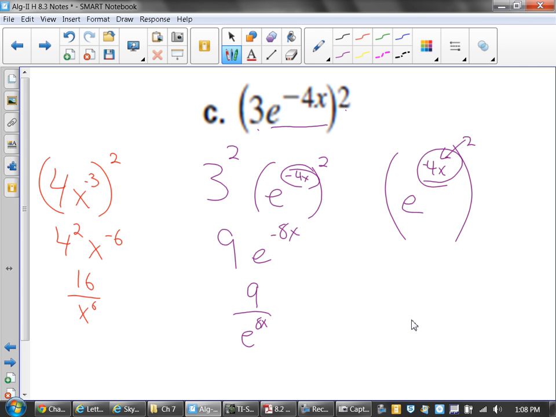Then you really can't do anything with it. You're not going to be foiling these things out or anything like that. I just wanted to show you guys the generic setup. And that's usually where most people have their issues: they forget when it's power to power, that variable is stuck up in the exponent. Okay? That's really all there is.